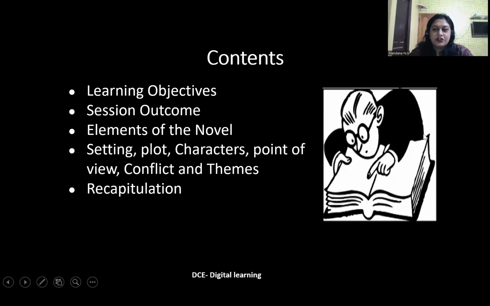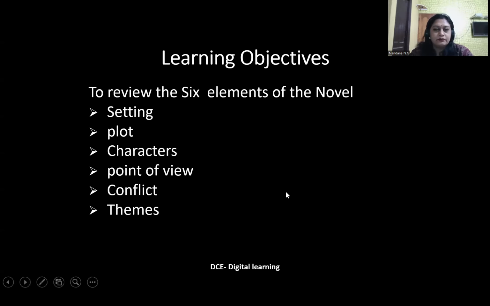The contents of the session: learning objectives, session outcome, the elements of the novel, setting, plot, characters, point of view, conflict, and themes. And ultimately, in the final, we have recapitulation of the entire session.